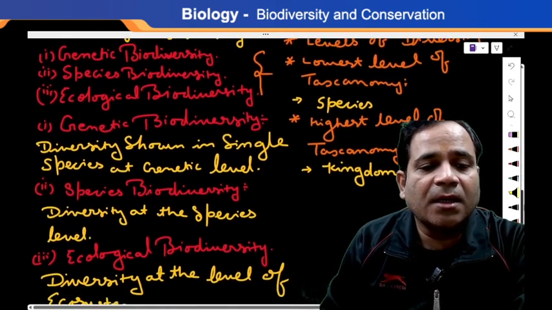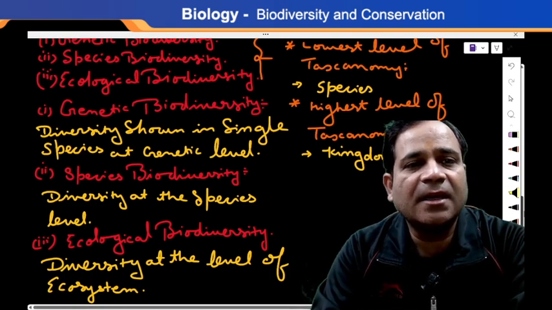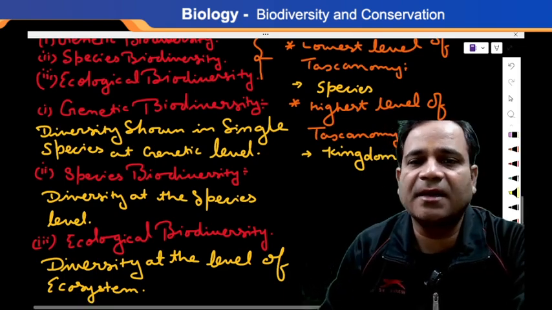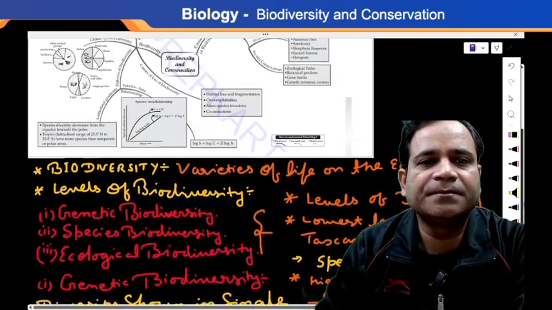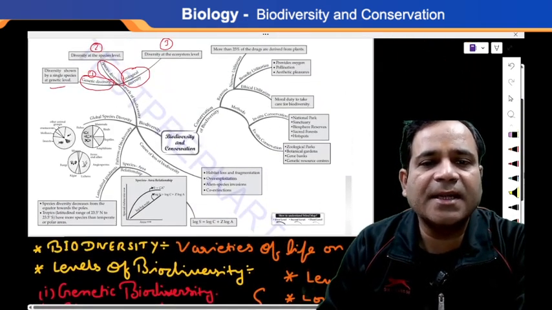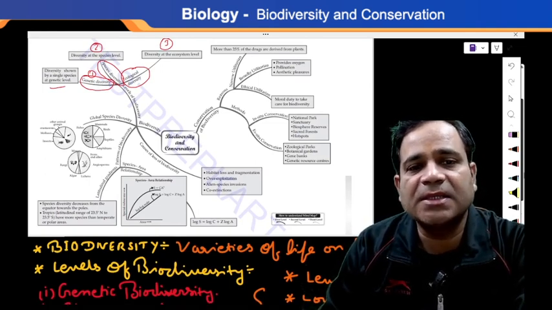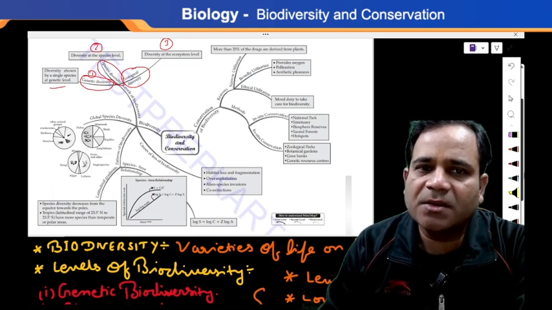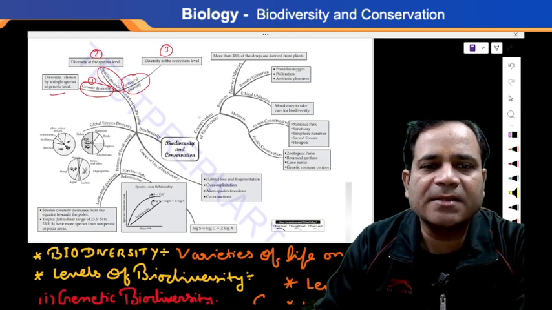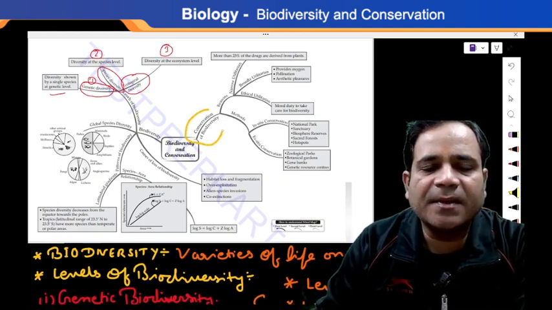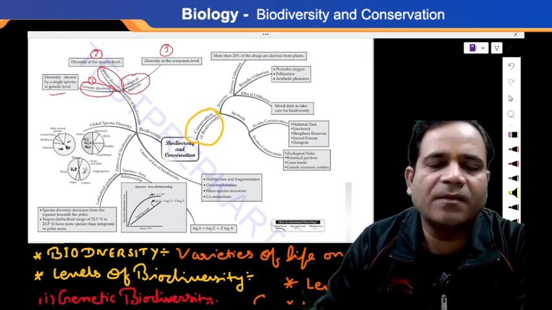Now see, here the biodiversity term is clear, the levels of biodiversity are clear. How many levels of biodiversity? Three: species level, ecological level, and genetic level. Now the point is, after knowing all these things, what should we do to conserve the biodiversity? So, conservation of biodiversity.